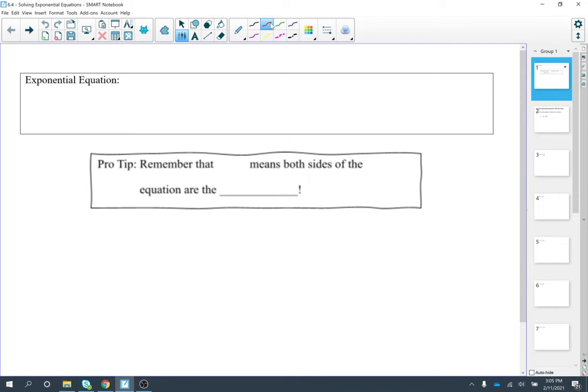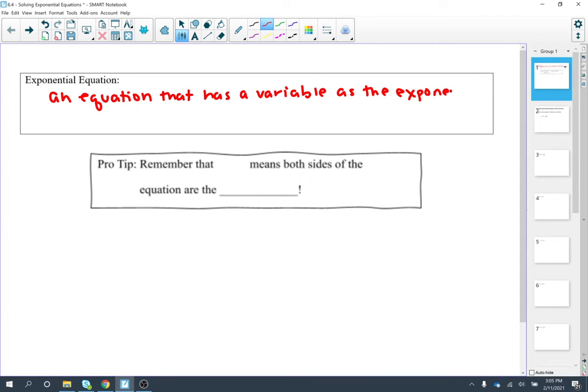Exponential equation. An exponential equation is an equation that has a variable as the exponent. So, for example, if I were to have 3 to the power of x equals 9, this is an equation because it has an equal sign. We would be solving for x, and more specifically, the x, or the variable, is the exponent.